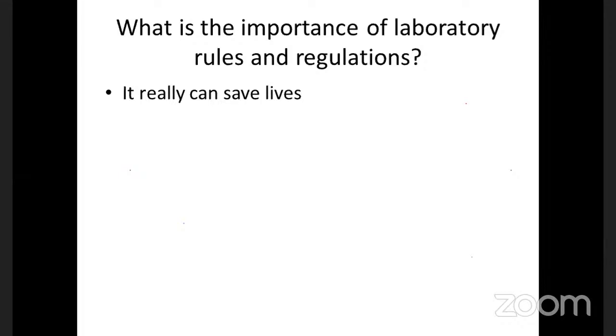People will die. Isn't it? People will die when you don't close the gas taps, then the explosion happens. People will die. So by closing the gas tap, you have followed one of the laboratory rules, but you have saved what? Lives. Next, it actually protects our property.